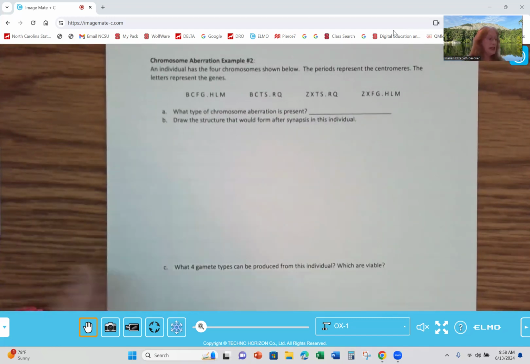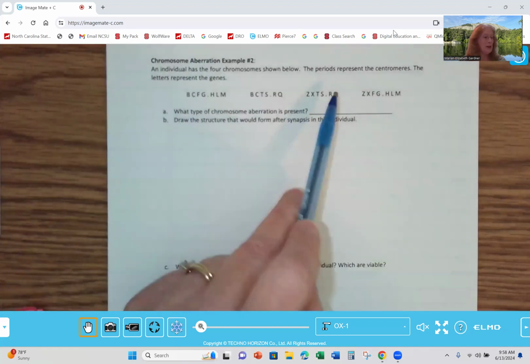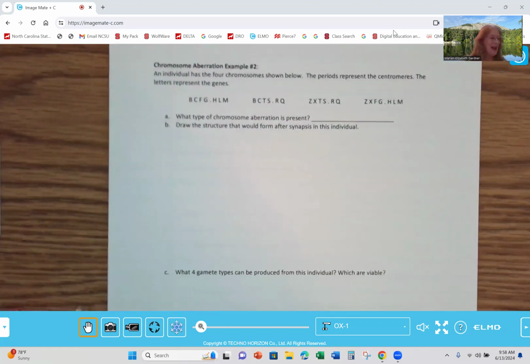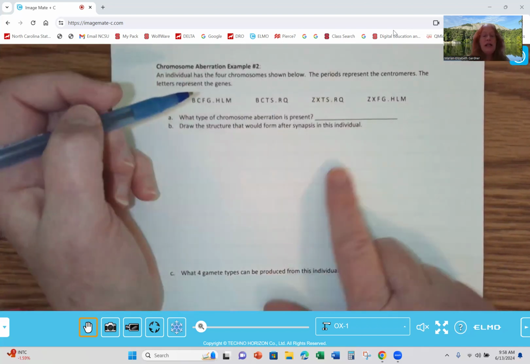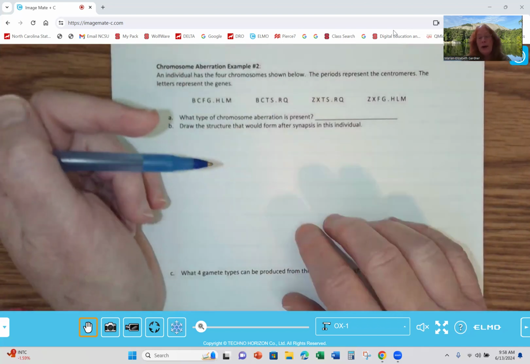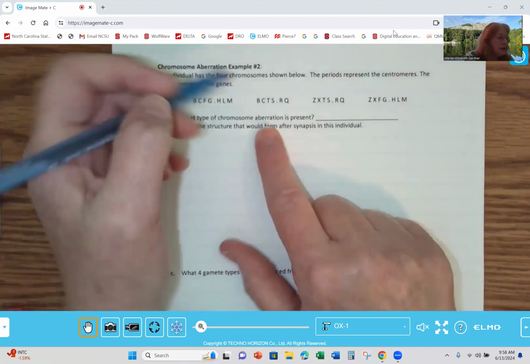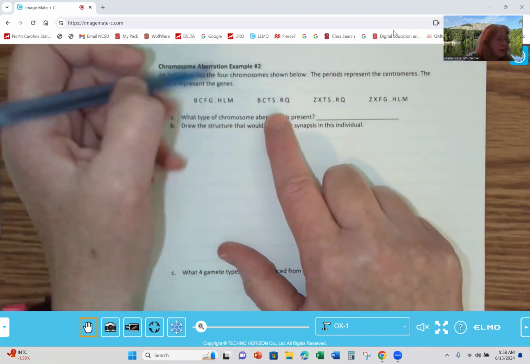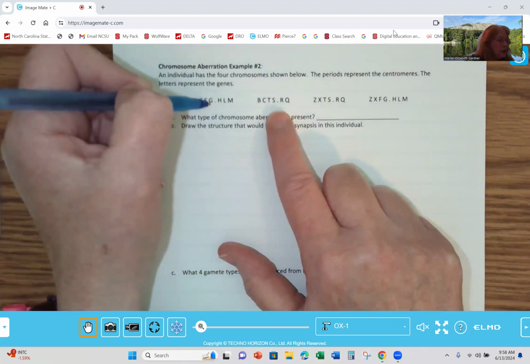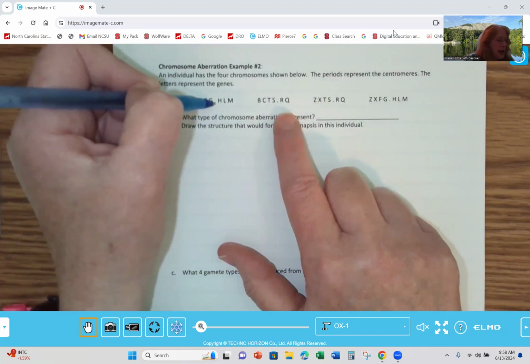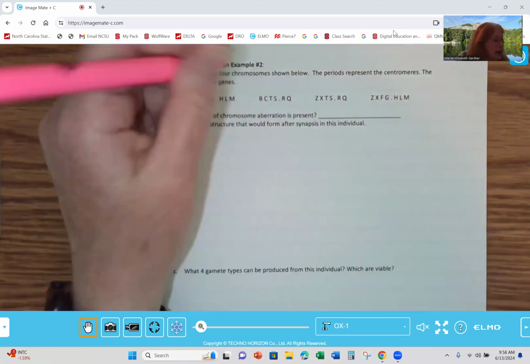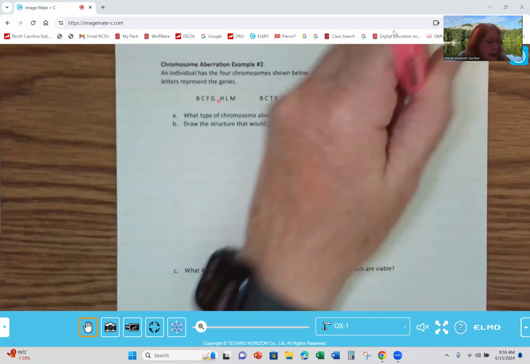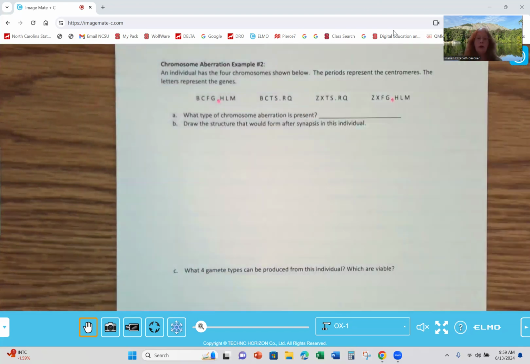Now, this individual does have 4 chromosomes, 1, 2, 3, 4. And again, the period represents the centromere and the letters represent the genes. Now you don't know what is normal and what is messed up, so we can just look and see where the differences are. Look around the centromeres. One centromere is G centromere H. There's the other G centromere H. I'm just going to highlight that centromere in pink because those are homologous centromeres.